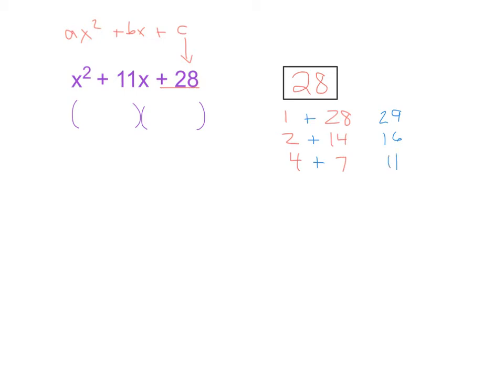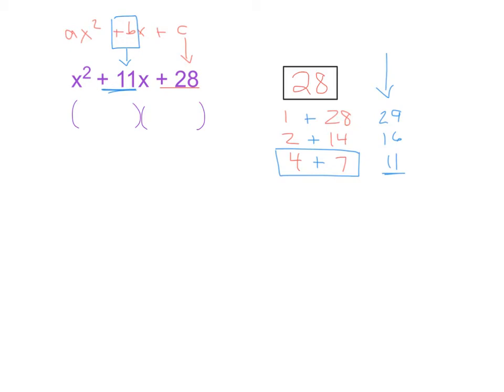That's 11. What we need to do to find the factors that go into these parentheses, so that if I multiply them I get this, is find the factor pair that adds up to this middle b term right here. Okay, so which of these numbers match this middle term of 11? Well, obviously this 11 right here, and therefore 4 and 7 are the numbers we need to put into our parentheses to list our factors.